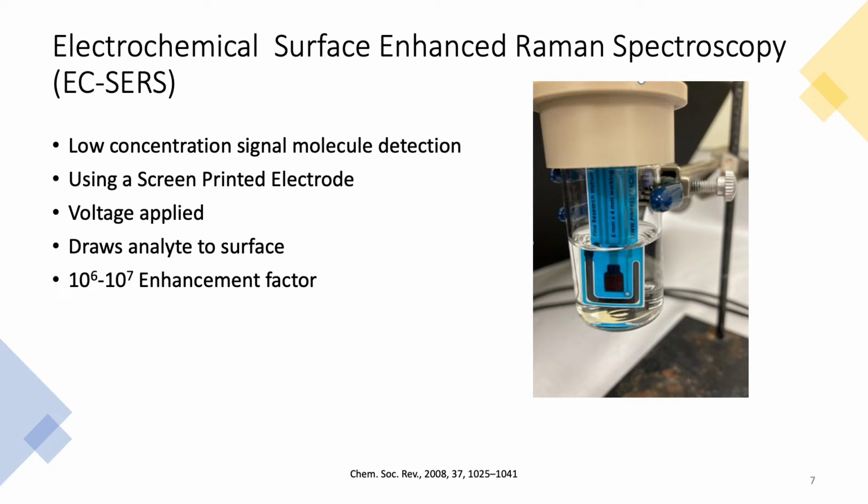However, we can take this enhancement even further with electrochemical surface-enhanced Raman spectroscopy. Here, we can take a low concentration of a molecule and have great signal molecule detection. Once again, we can use this carbon screen-printed electrode, and we apply a voltage, as well as using our monochromatic light, and we can draw the analyte to the surface. And with this, we have 10^6 to 10^7 enhancement factor, which is quite significant compared to regular Raman scattering.